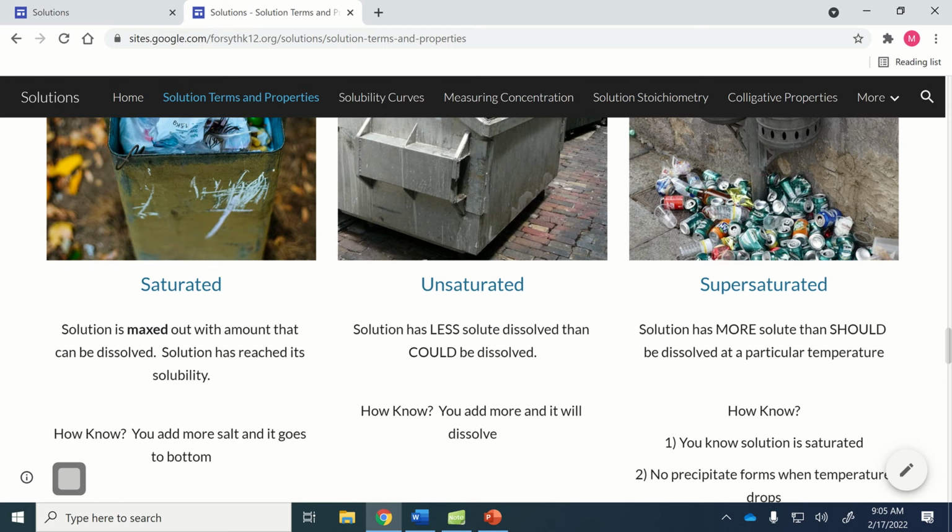It'll be, hey, is your solution saturated? I don't know, what should you do? Add some more and see if it mixes in anymore. If it mixes in, then yes, it was unsaturated and we should keep going. If it settles to the bottom, it's saturated.